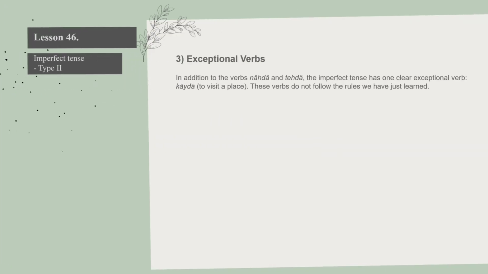In addition to the verbs nähdä and tehdä, the imperfect tense has one clear exceptional verb, käydä. These verbs do not follow the rules we have just learned.